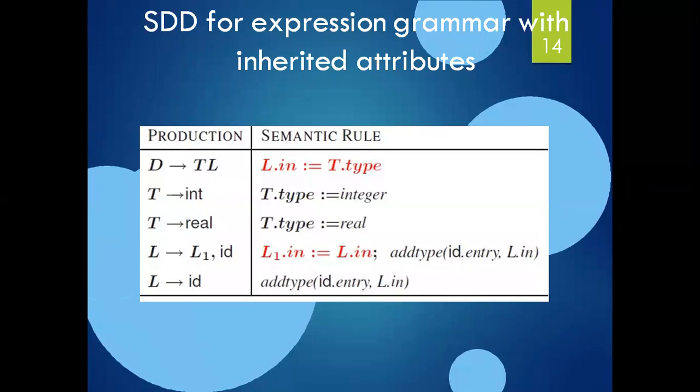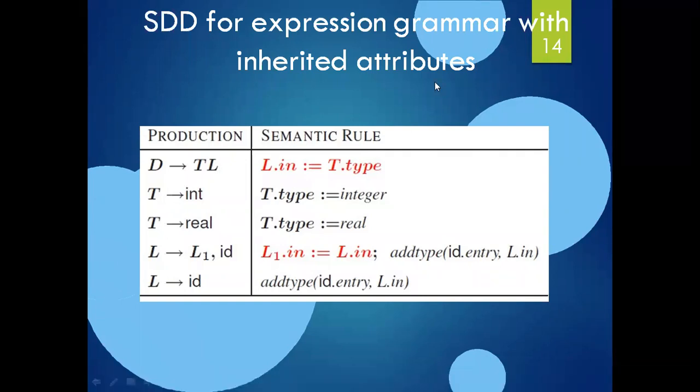To compare the synthesized and inherited attributes, these are the differences. Here the processing is in a top-down fashion, and in synthesized the processing is in a bottom-up fashion. There we use a post-order traversal. Here we are using a pre-order traversal. Make a note of this.